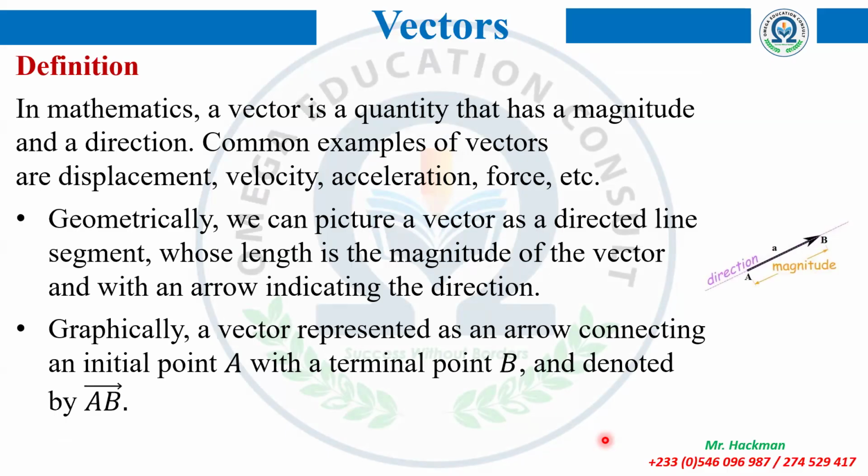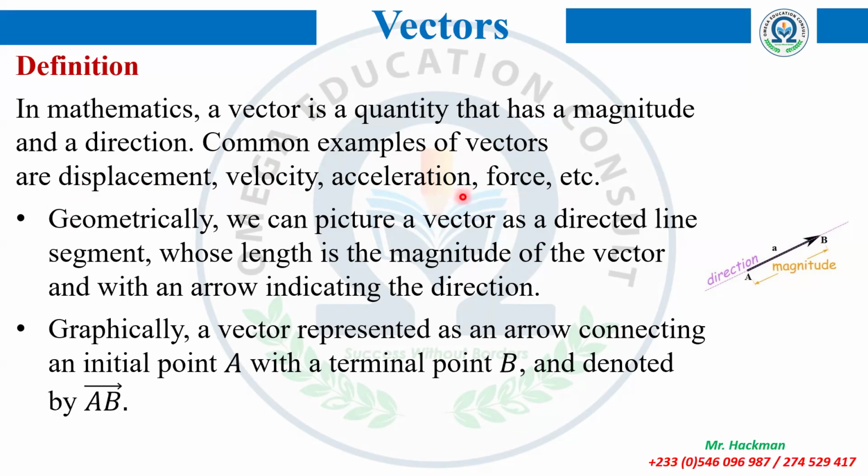So the definition. In mathematics, a vector is a quantity that has a magnitude and direction. Common examples of vectors are displacement, velocity, acceleration, force, etc. So you should know that anytime we talk of a vector in mathematics, we are looking at a quantity that has both magnitude and direction.